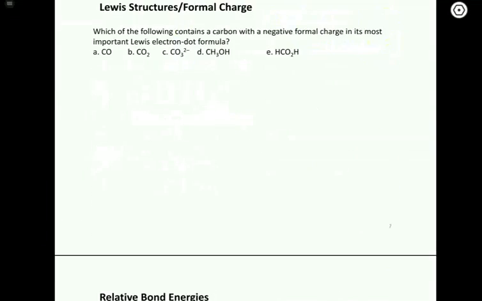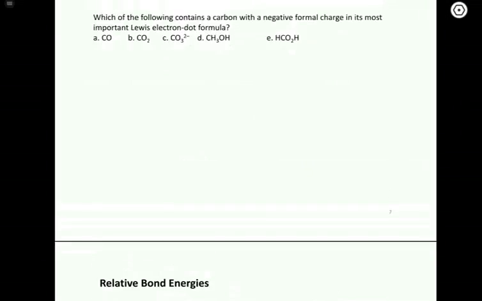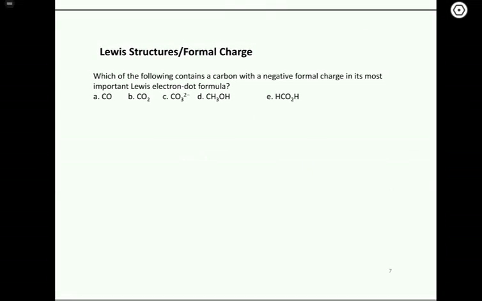Alright, and then finally the last one, which involves drawing a lot of Lewis structures, is which of the following contains a carbon with a negative formal charge in its most important Lewis electron dot formula. Lewis electron dot formula being another way to say Lewis structure. Alright, so we have to draw Lewis structures for all of these and then calculate their formal charge.